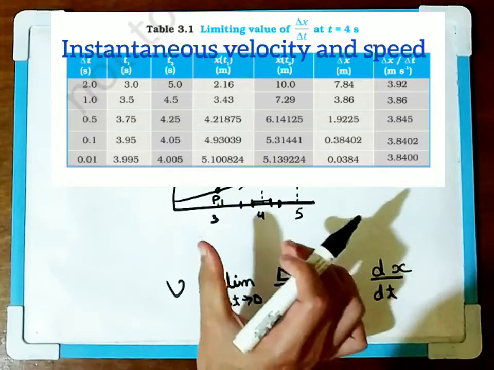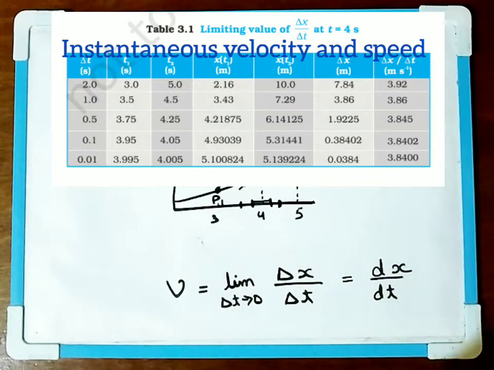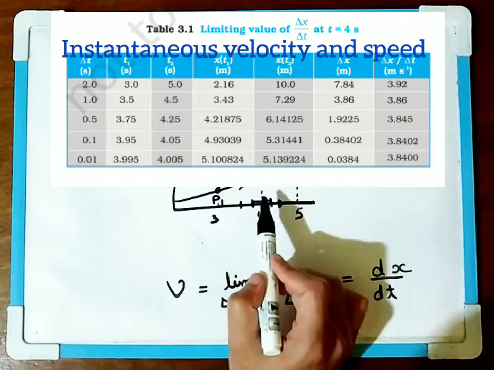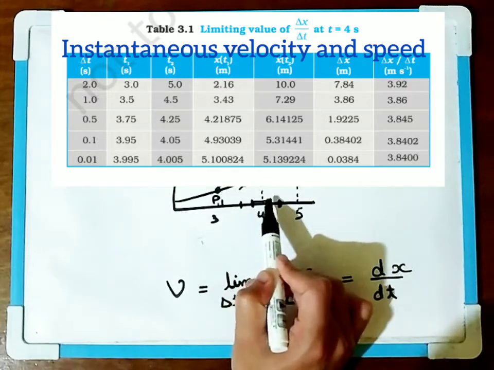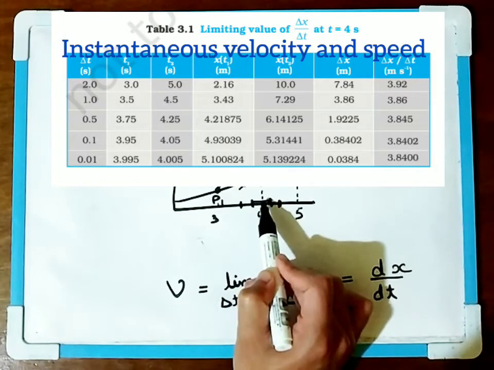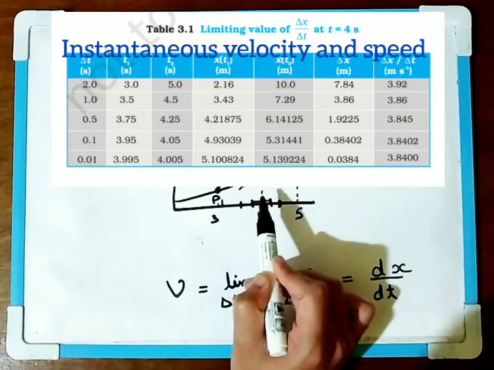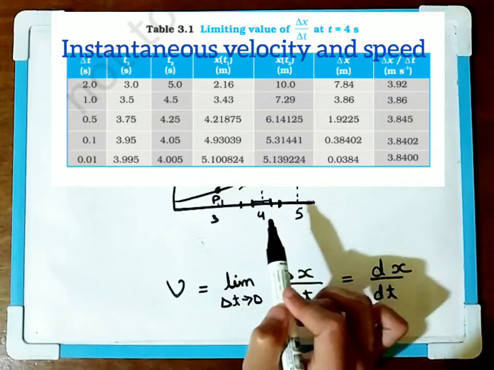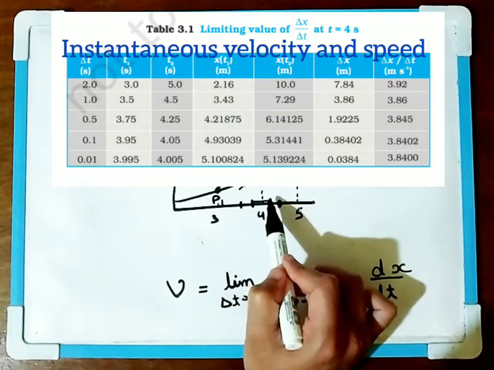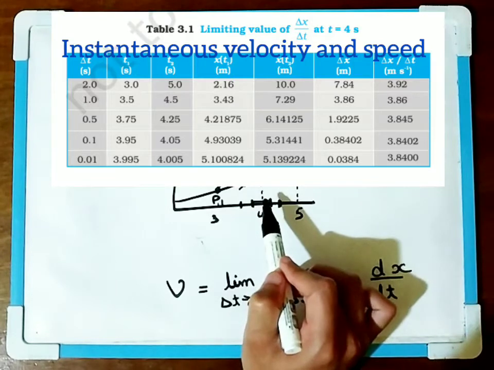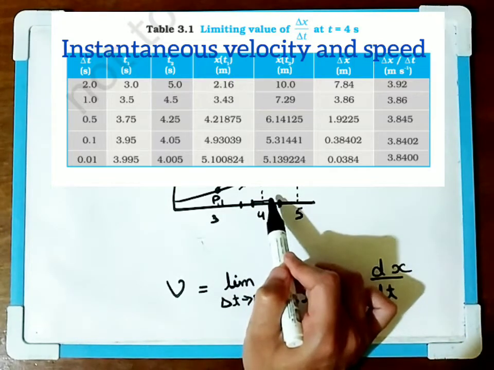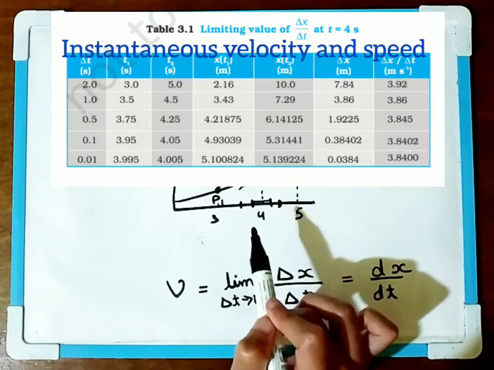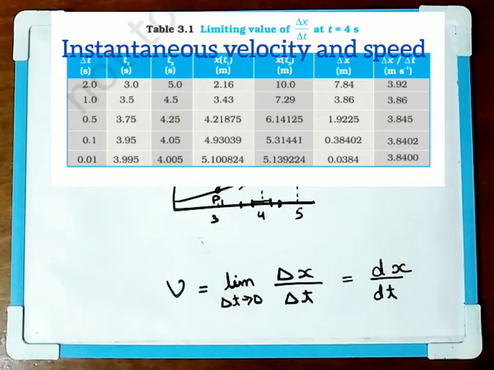Then again you decrease this interval so that delta t will be 0.1. So you make it 3.95 and 4.05, so that the interval will be 0.1. Then again you make t1 to be 3.995, which I cannot show you in this graph, and t2 to be 4.005, and the time interval will be equal to 0.01.